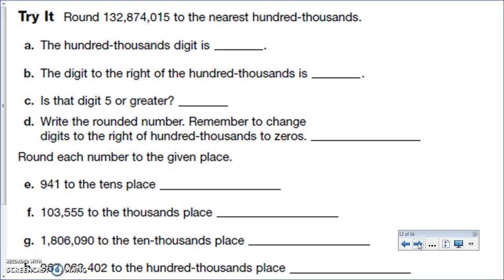Try it. Round 132,874,015 to the nearest hundred thousands. So, step A, the hundred thousands digit is 8. The digit to the right is 7, and yes, it's greater than 5. And then D, write the rounded number. Remember to change the digits to the right of the 100,000s to zeros. So we're going to get 132,900,000.